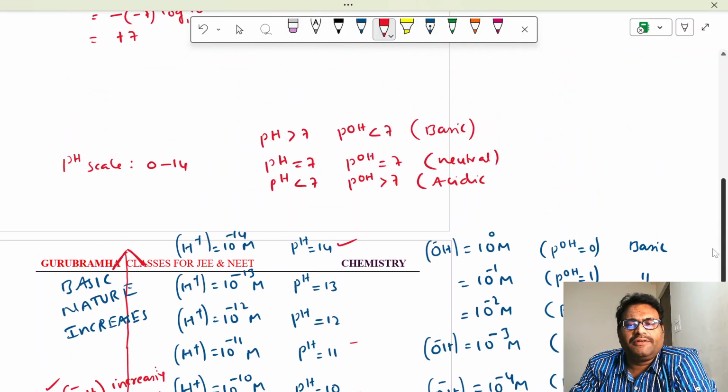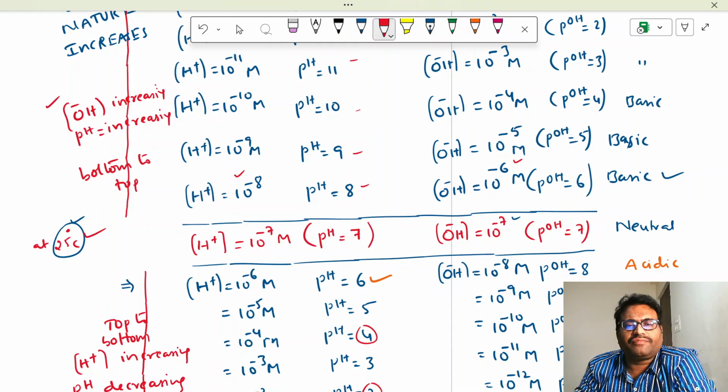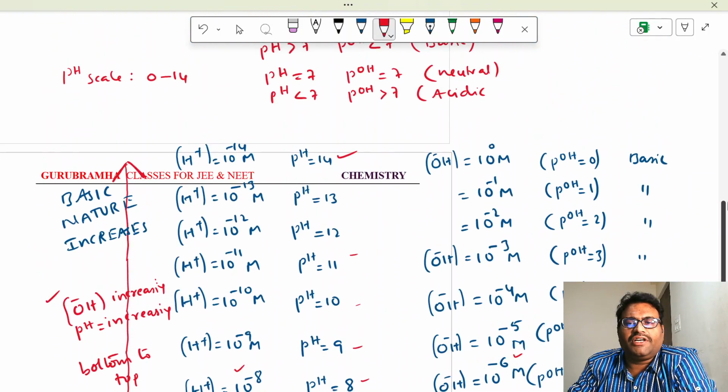Okay. So now if you go through this, then you can understand clearly. Once or twice you put it on the paper while listening to the class, then it will be easy to tell which solution is acidic, which solution is basic, and which solution is neutral. Understood? Right? Now let us see.